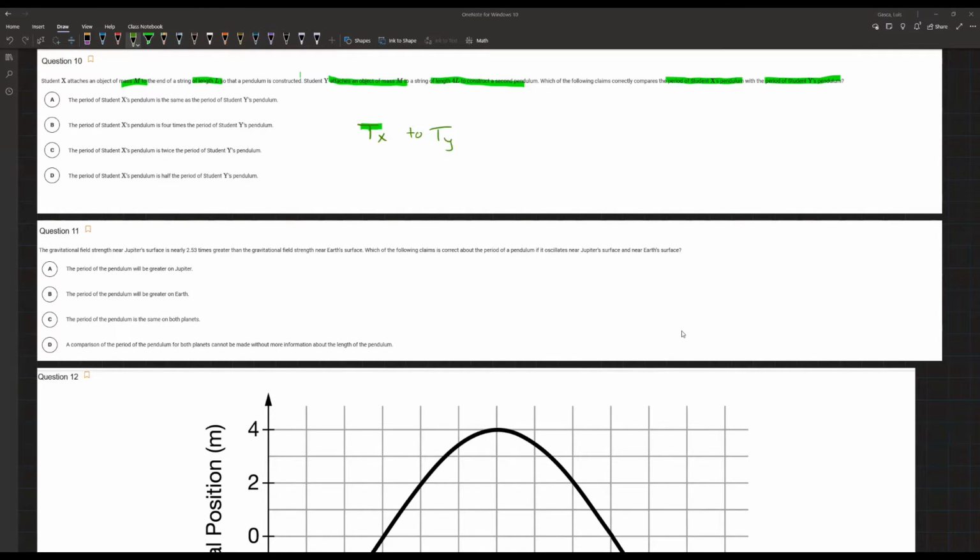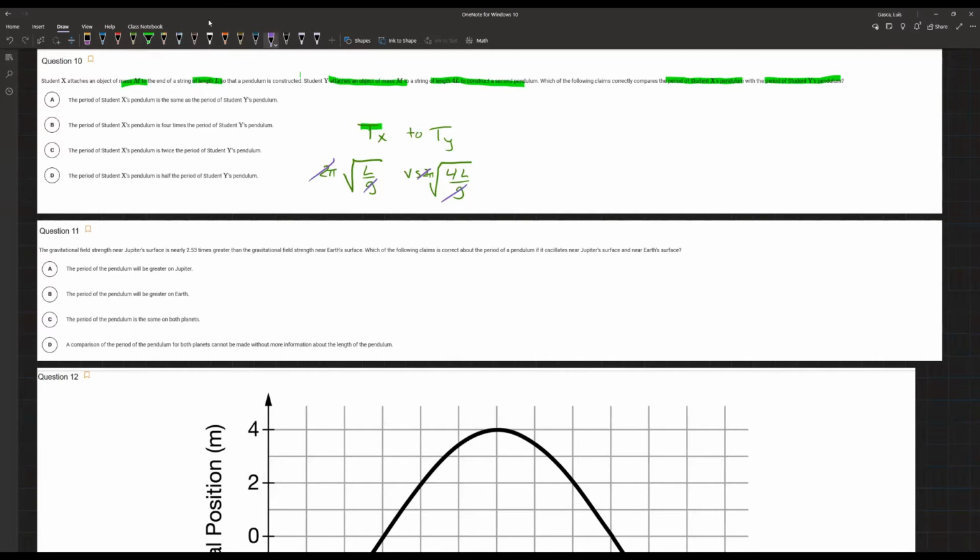All righty. So let's see here. We want to compare the period of student X's pendulum to student Y's. And we've seen that the period is given by 2 pi square root of L over g. And so the main difference is student Y's pendulum is 4 times longer. And there's a 2 pi. So when making these comparisons, the 2 pi's don't matter. We make a ratio, they cancel out. And same thing with g.